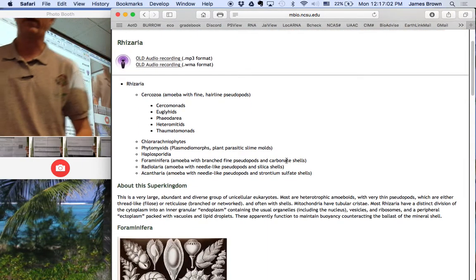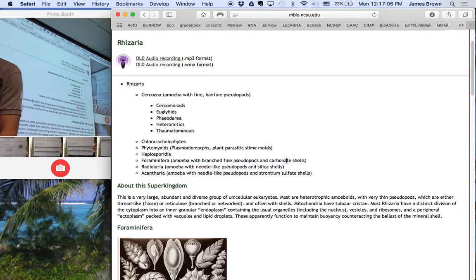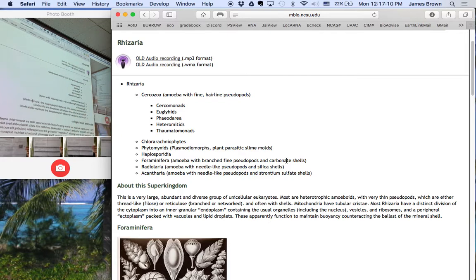Okay, Rhizaria. These organisms get their name from the fact that they have pseudopods. They're basically a form of amoeba, but they have pseudopods that are really, really thin and long and extend out from the body. Rhizaria, hair. And so these include the cercozoans. These include foraminiferans and radiolarians. Those are the primary ones that you may have seen before.